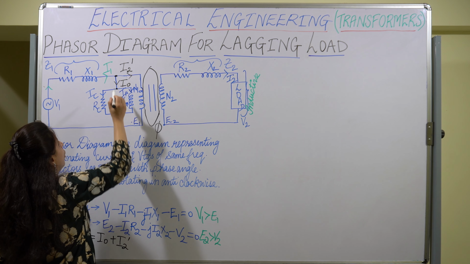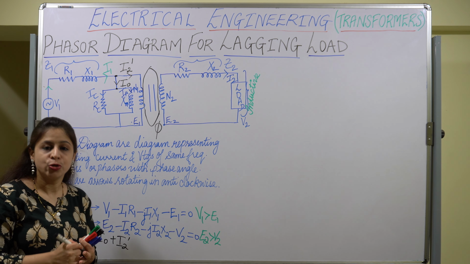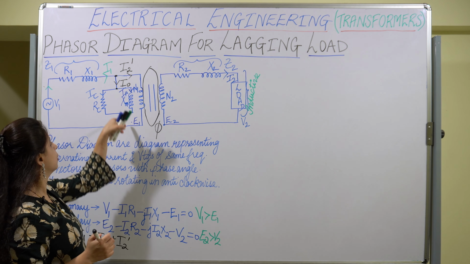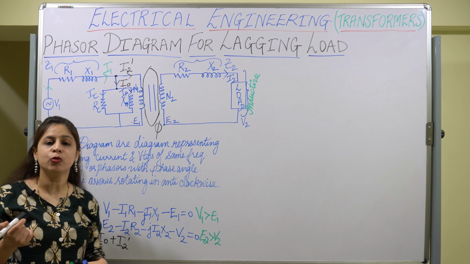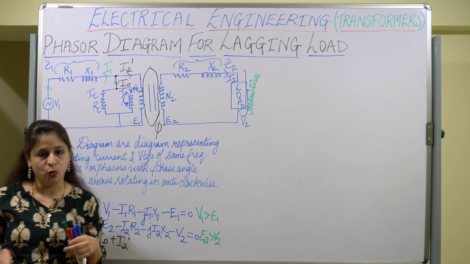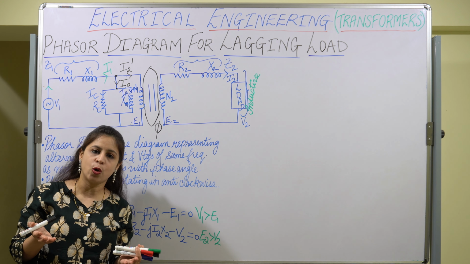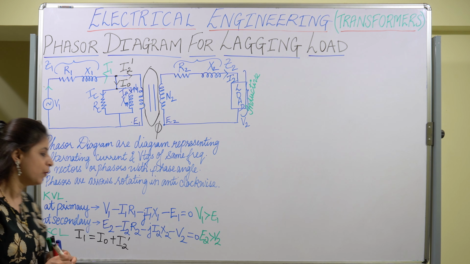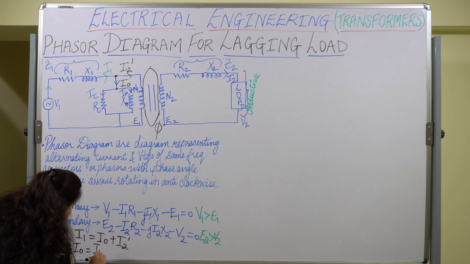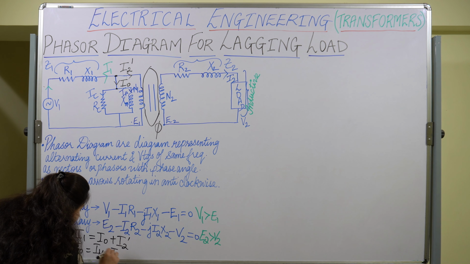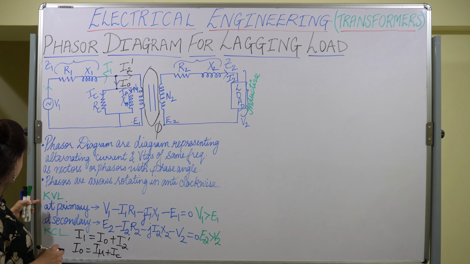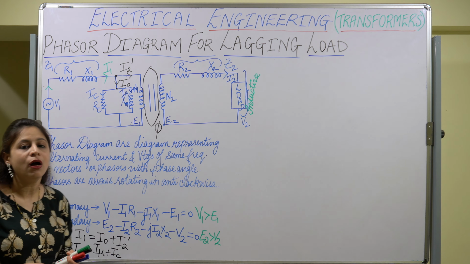And the no load current, we already know it is divided into two components. One is the working component and the other is the magnetizing component. The magnetizing component is given by I mu and the working component is given by IC or IW. The working component is also known as the core loss component. So I0 is equal to I mu plus IC. These are the equations which we will be applying in a phasor diagram.